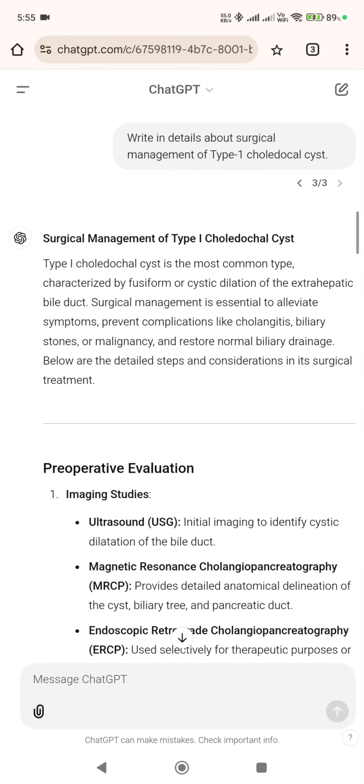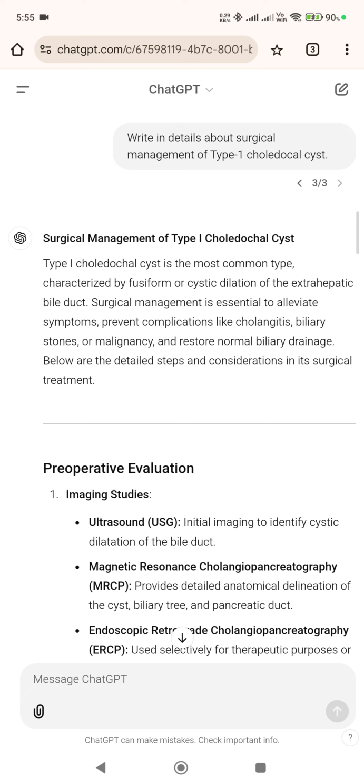Surgical management of type 1 choledochal cyst. Type 1 choledochal cyst is the most common type, characterized by fusiform or cystic dilation of the extrahepatic bile duct. Surgical management is essential to alleviate symptoms, prevent complications like cholangitis, biliary stones, or malignancy, and restore normal biliary drainage. Below are the detailed steps and considerations in its surgical treatment.